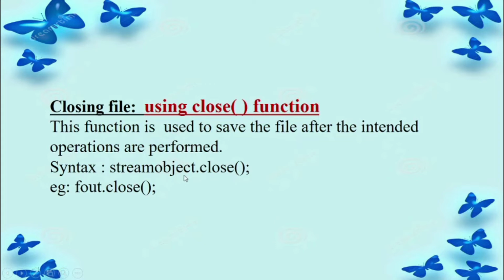So if you are opening the file for reading, we have to use fin dot close. If you are using the file for writing the data on the file, we have to use the output stream object, that is fout dot close. So using this close member function we can close the file after the operations performed on it.